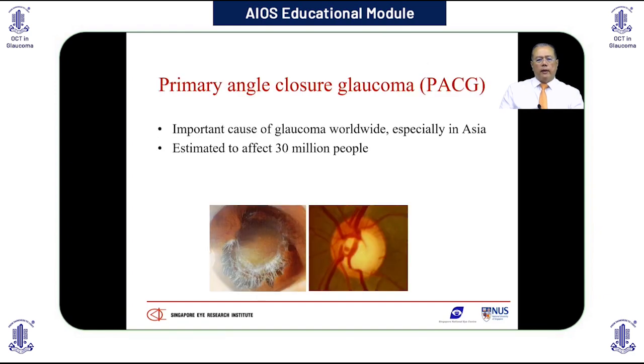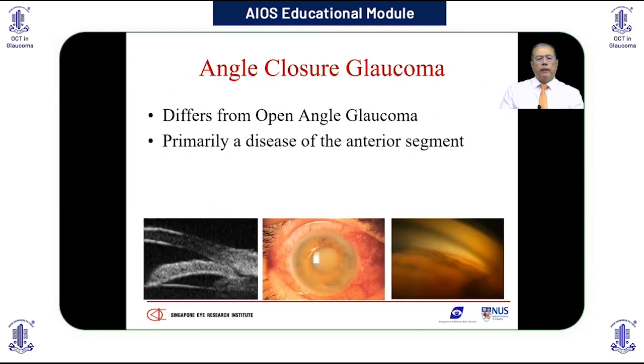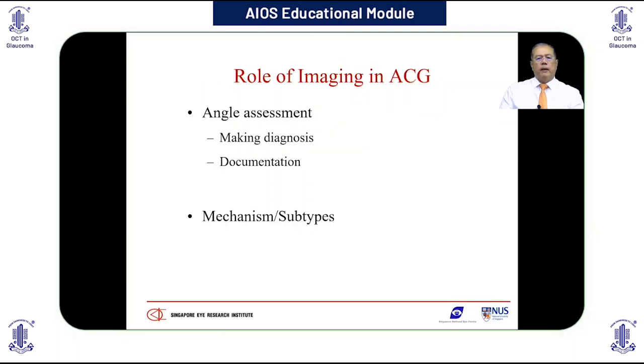Angle closure glaucoma is an important form of glaucoma worldwide, especially in Asia. The disease differs from open-angle glaucoma because it's primarily a disease of the anterior segment with closed angle, making the eye have high pressures and subsequently develop glaucoma. Thus, we need to make a correct assessment of angle closure, and for that, we can use either clinical methods or imaging. We can also use imaging to look at the mechanisms or subtypes of angle closure glaucoma.